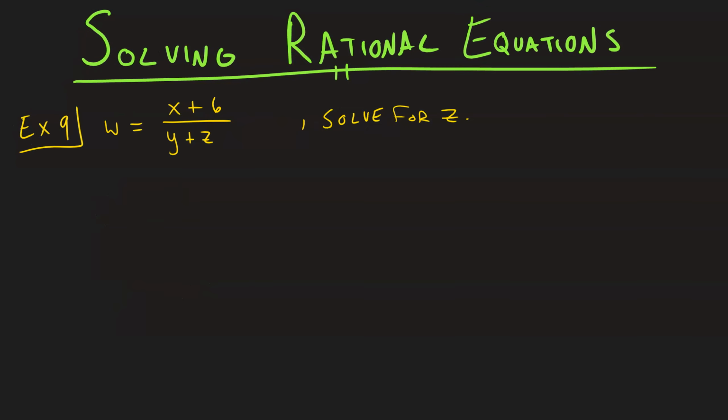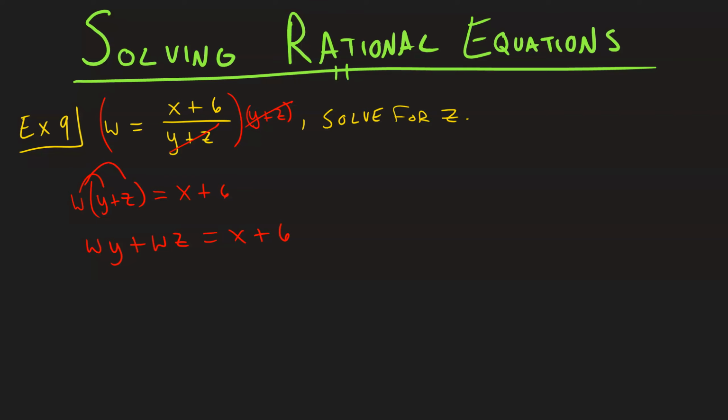Our next example is very similar to the previous one, where we have to solve for one of the variables. Now here again, I'm going to use the same trick, multiplying by the least common denominator, which in this case is just y plus z. I'm going to have to be careful when I do this because I'm going to need to distribute. So I'm going to have w times y plus z is equal to x plus 6, since the y plus z's cancel on the right side. I will get wy plus wz is equal to x plus 6 by the distributive property.